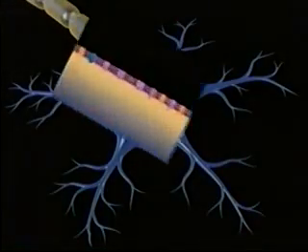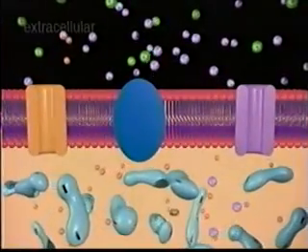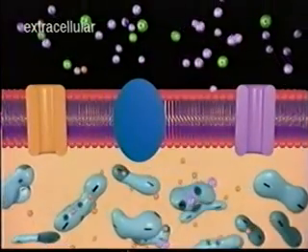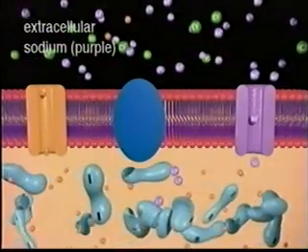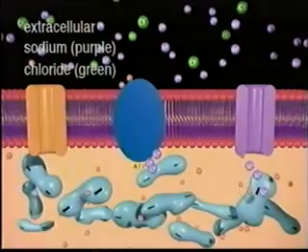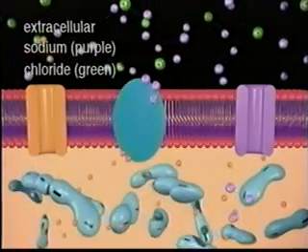Let's move on now for a look at transmembrane potentials. Intracellular and extracellular fluids have different ion compositions. Extracellular fluid has relatively high concentrations of sodium ions, which are positively charged, and chloride ions, which are negatively charged.